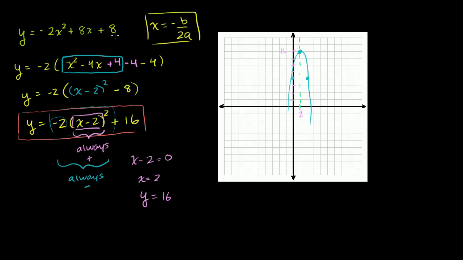But if you just mindlessly apply this, you'll get, what's b here? So x is equal to negative b, here b is 8, over 2 times a. A right here is negative 2. 2 times negative 2. So what is that going to be equal to? It is negative 8 over negative 4, which is equal to 2, which is the exact same thing we got by reasoning it out. And when x is equal to 2, y is equal to 16. Same exact result there. That's the point 2, comma 16.